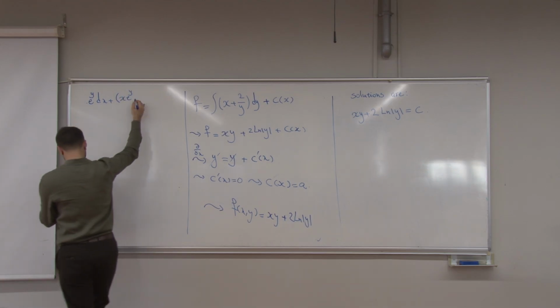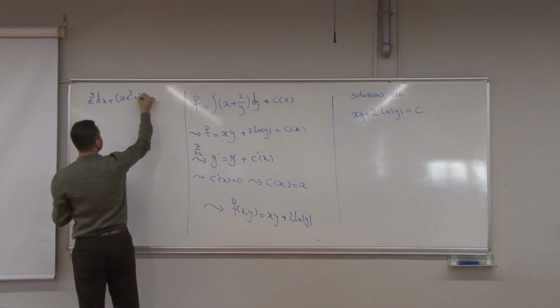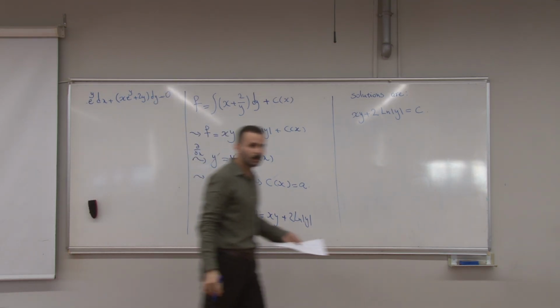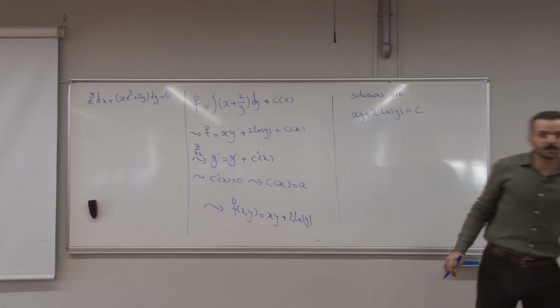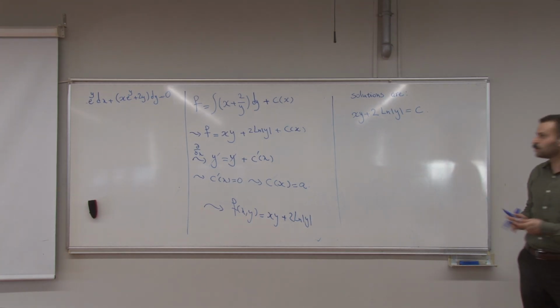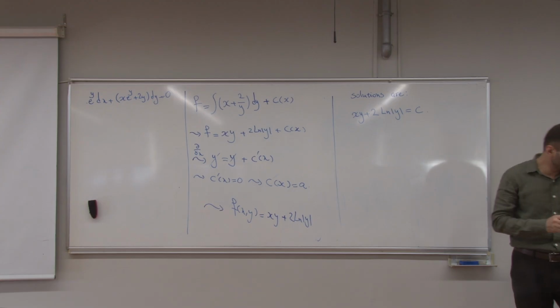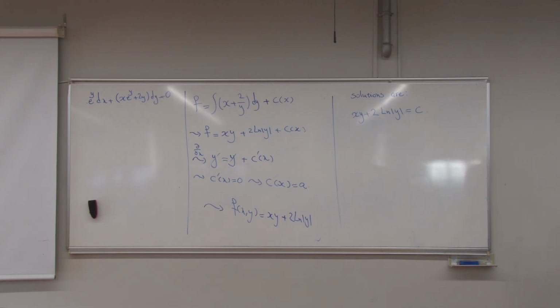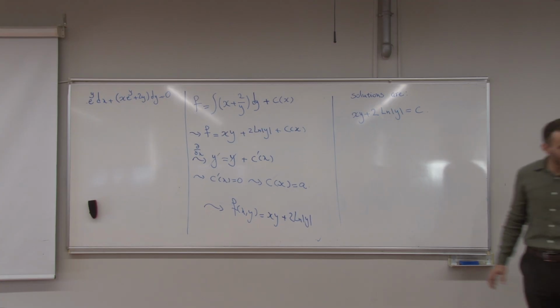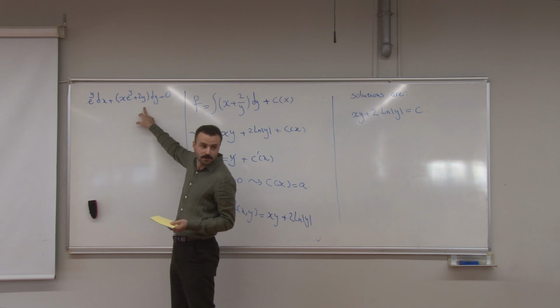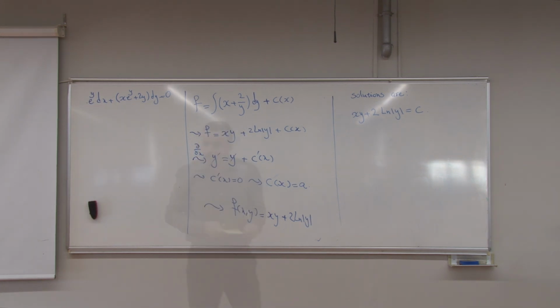e to the power of y dx plus x e to the power of y plus 2y dy equal to 0. You are given this differential equation. Can you please solve it? What are the questions that we are going to ask ourselves? What is the first question that you need to ask?